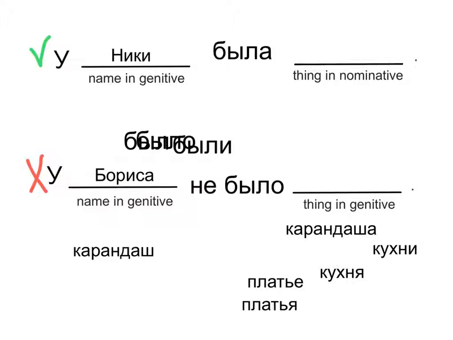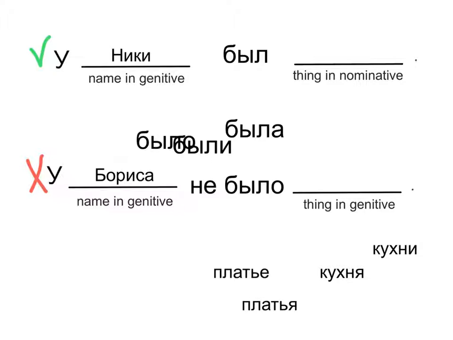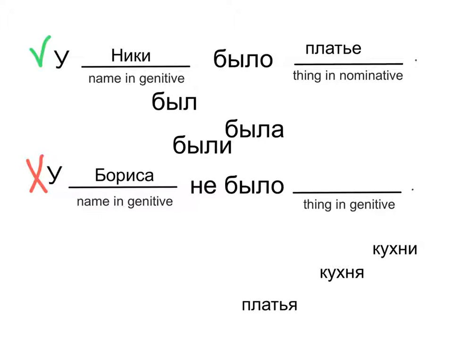Now let's talk about a pencil. Nika had one. У Ники был карандаш. And now Борис didn't have one. У Бориса не было карандаша. Let's talk about a dress, платье. Nika had a dress. У Ники было платье. How about Борис? He didn't have one. У Бориса не было платья.